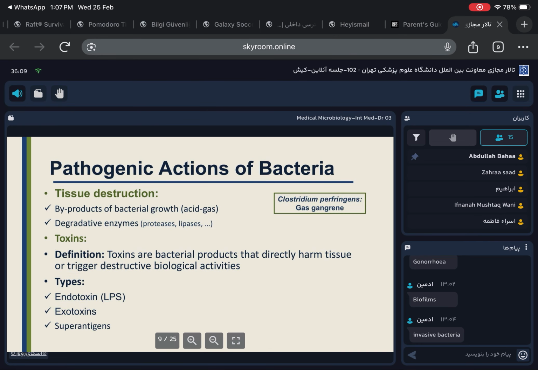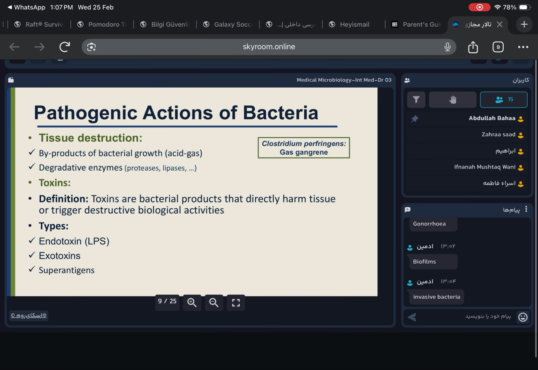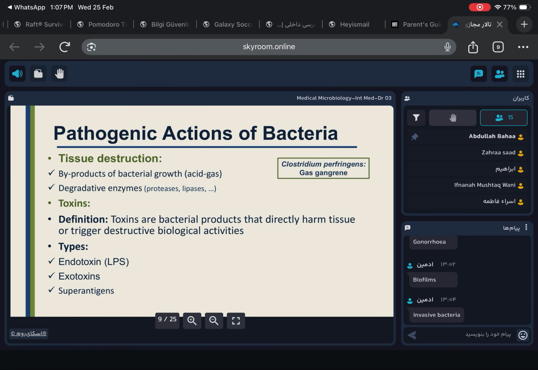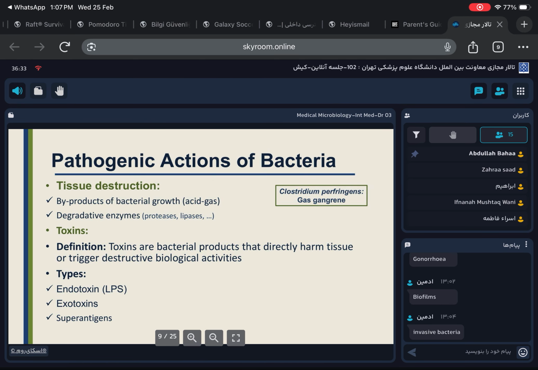I told you that it's an obligate anaerobic bacterium. And I told you that it causes gas gangrene, which is the wound start to grow. And during its metabolism, it produces gas, and gas just accumulates in the tissues that we have at the site of infection.